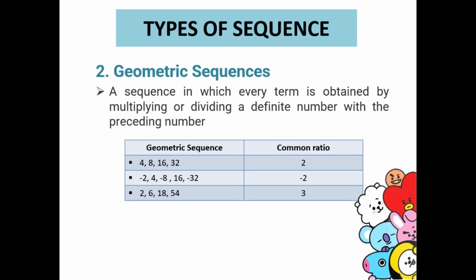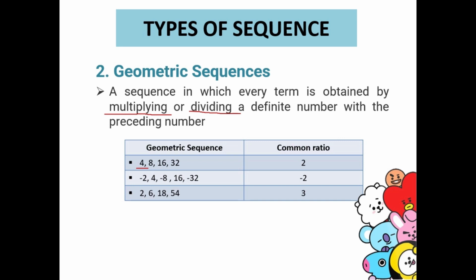4, 8, 16, 32, whose common ratio is 2. In arithmetic sequence, we have the common difference. But here in geometric sequence, we call it the common ratio. How do we do that? Again, in solving for the common ratio, we are multiplying or dividing a definite number, and that definite number is the common ratio, with the preceding number, which means we will start at 4, and then how did we get 8?